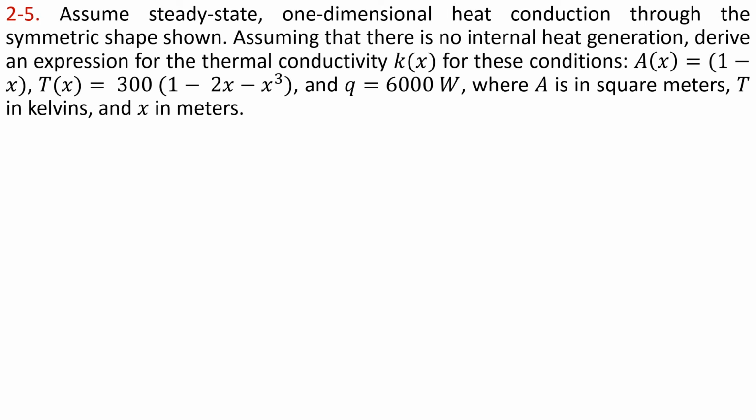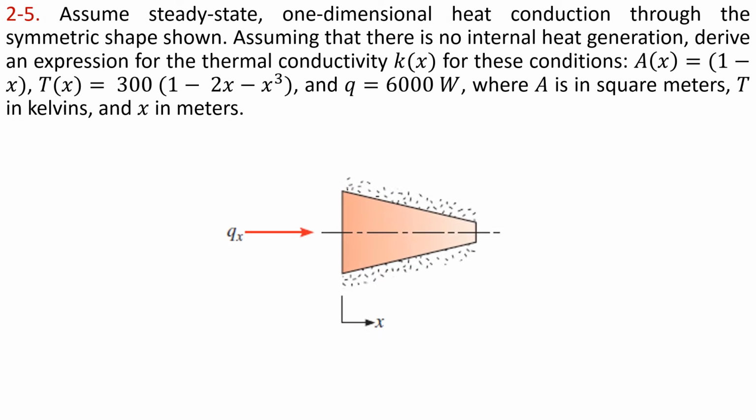Our first problem is problem 2-5 of our textbook by Incropera and DeWitt, and its statement is: assume steady state one-dimensional heat conduction through the symmetric shape shown. Assume there is no internal heat generation. Derive an expression for thermal conductivity k of x for these conditions. A of x is equal to 1 minus x, T of x is equal to 300(1 minus 2x minus x cube), and q is equal to 6000 watt, where A is in square meter, T in Kelvin, and x in meters.